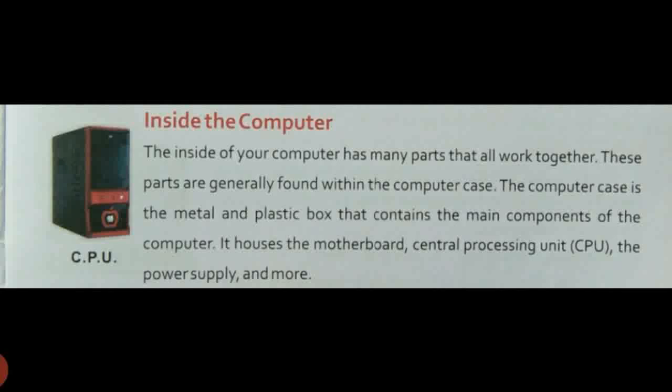Students, if we see inside the computer, then we can see the different hardware parts and different connections in the CPU, and these all are interconnected and placed in one place. Okay, the computer case is a metal and plastic box. If you see the CPU, then you can see it is in the form of a metal and plastic box. Basically inside the computer we can see the motherboard, central processing unit, power supply, and many more.